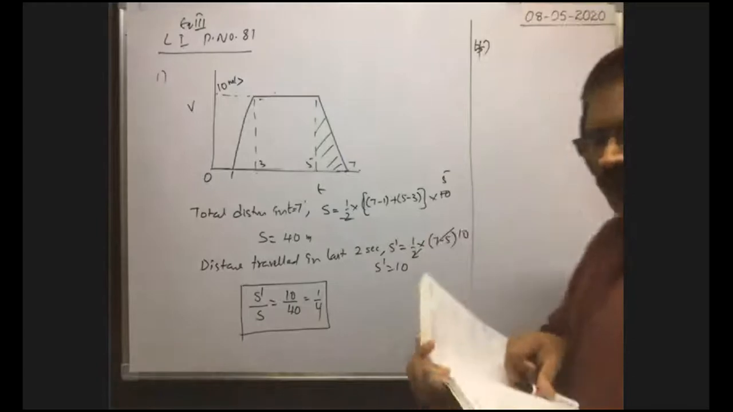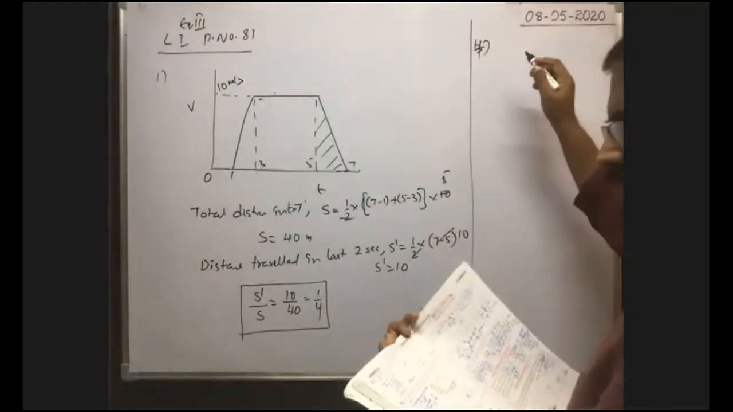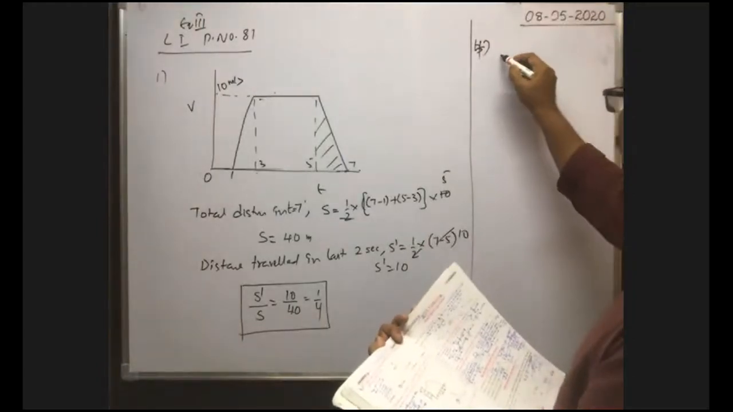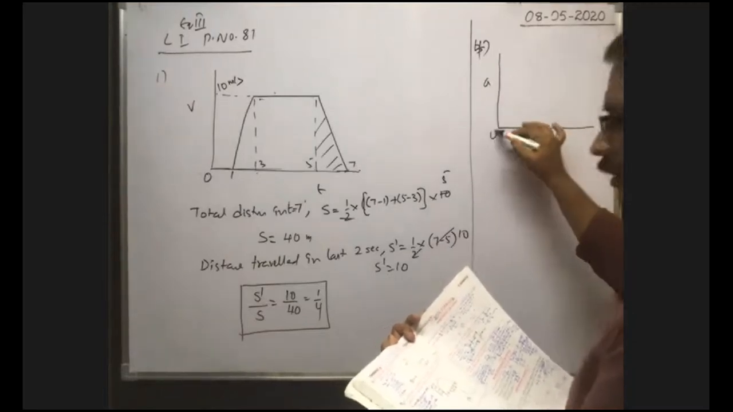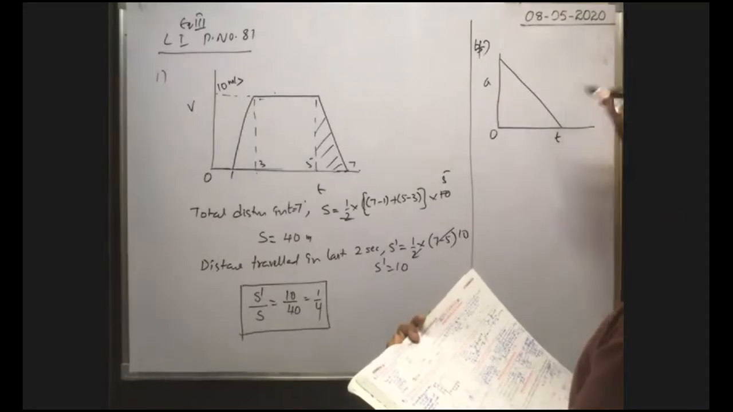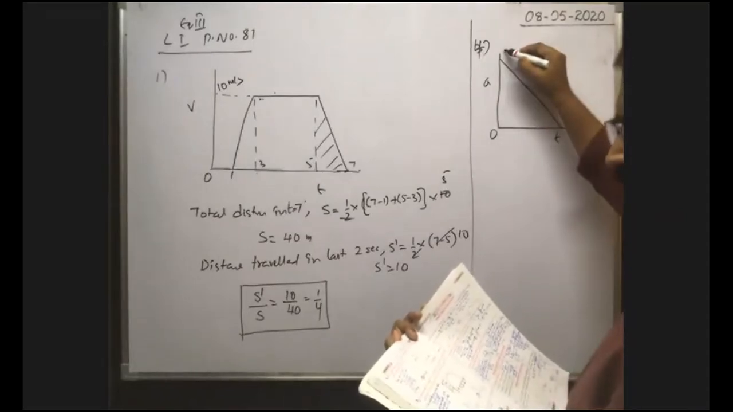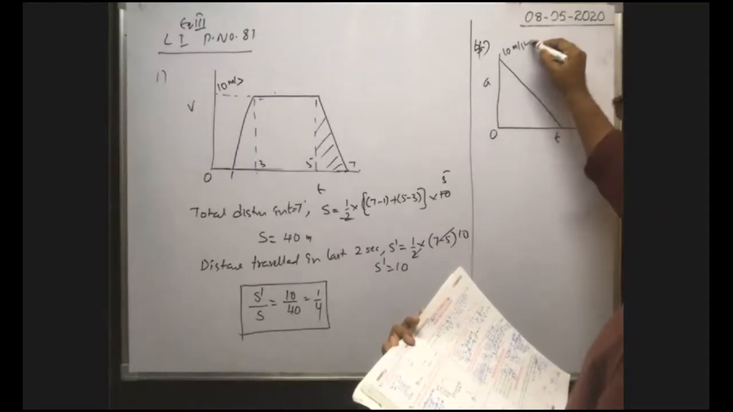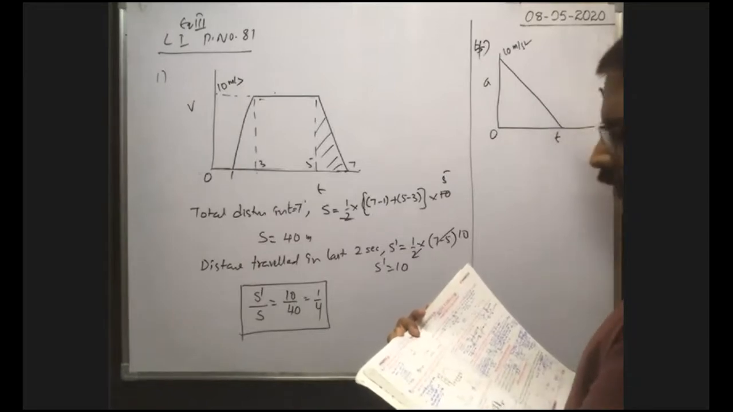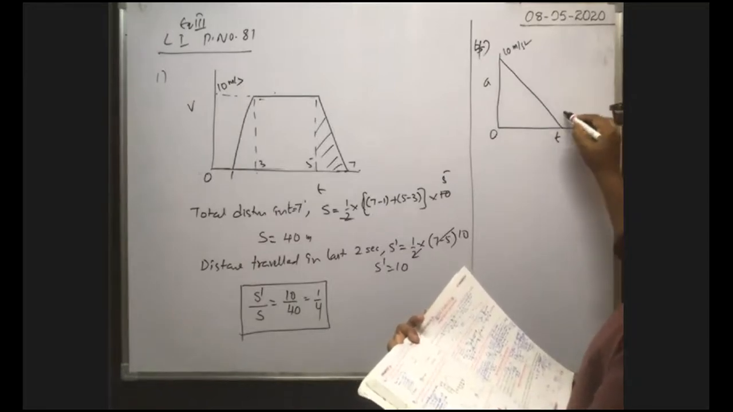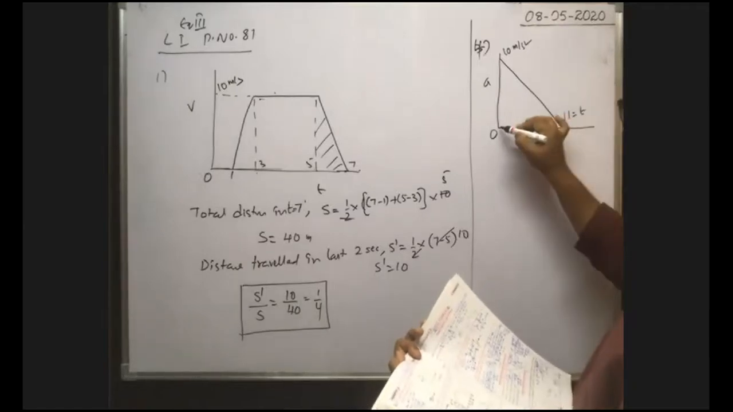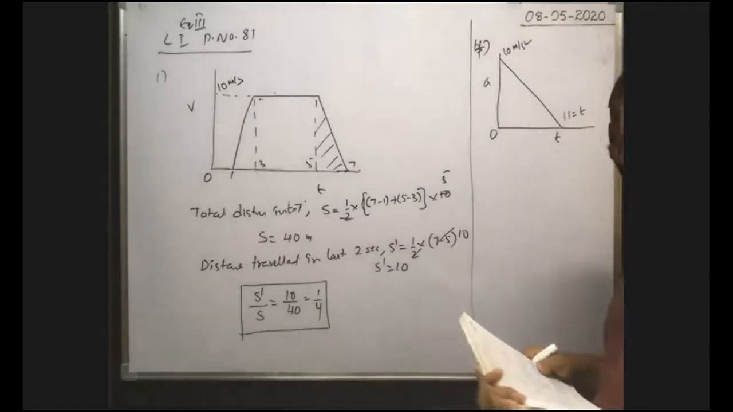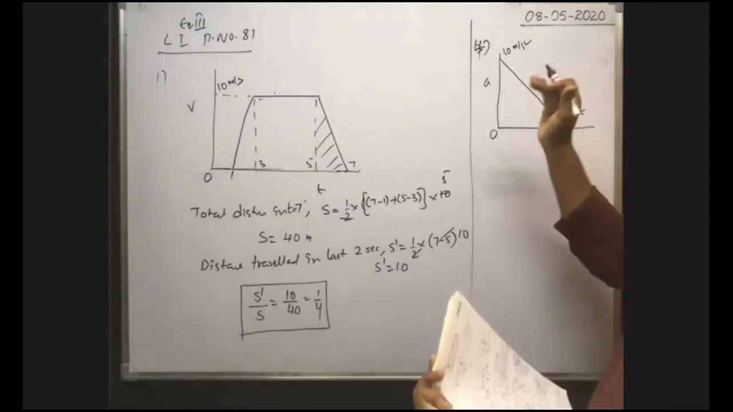Okay. Here, a particle starts from rest. Its acceleration versus time graph is given like this. At t equal to 0, the acceleration of the body is 10 meter per second square. And here the time is t equal to 11 seconds. At this time, the acceleration is 0. That indicates the acceleration linearly decreases with time.